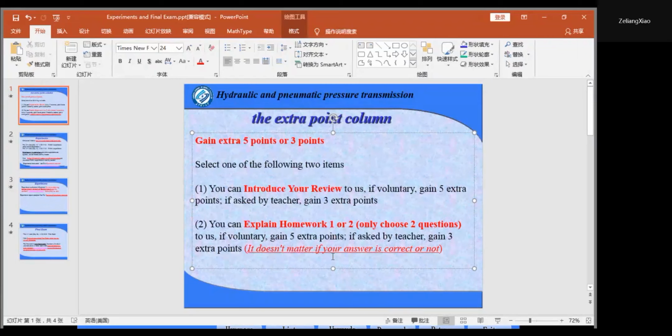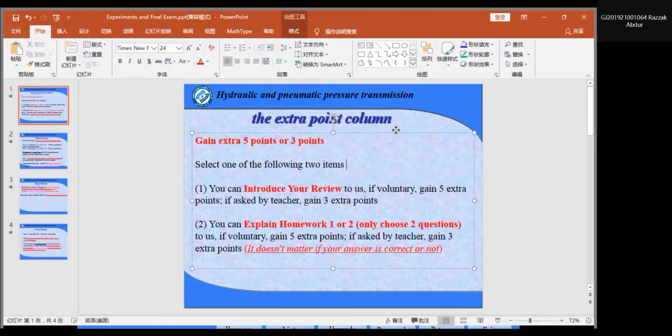It doesn't matter if your answer is correct or not. You just need to explain how to solve the questions in the homework.